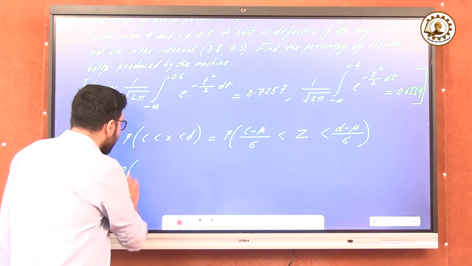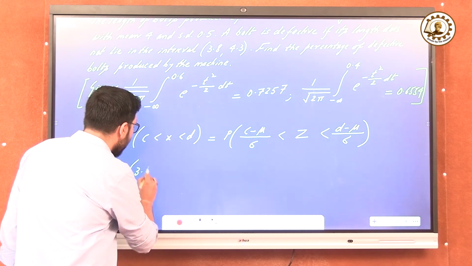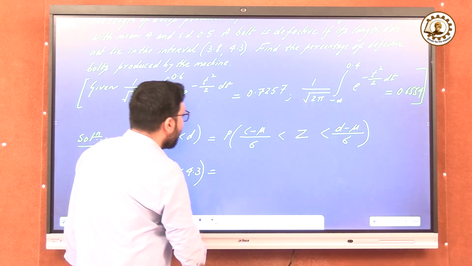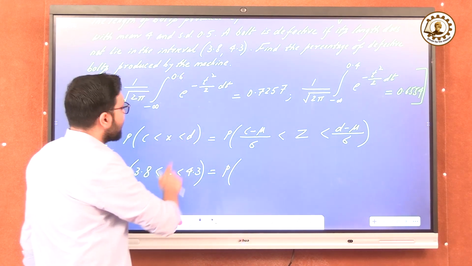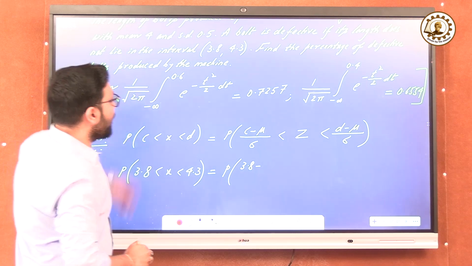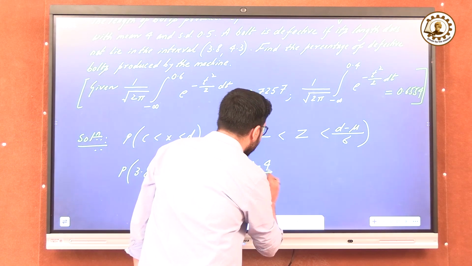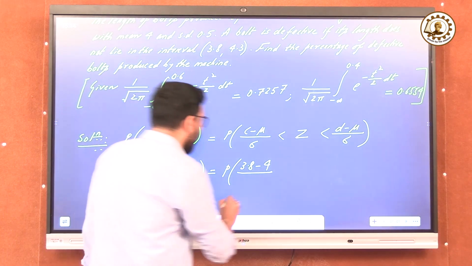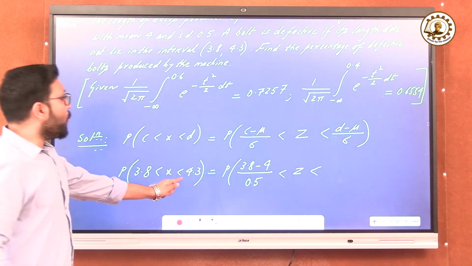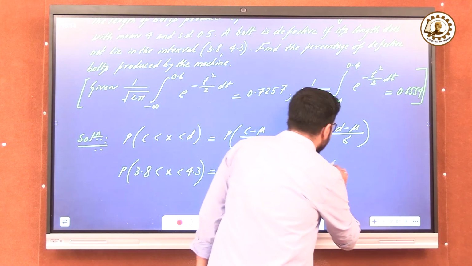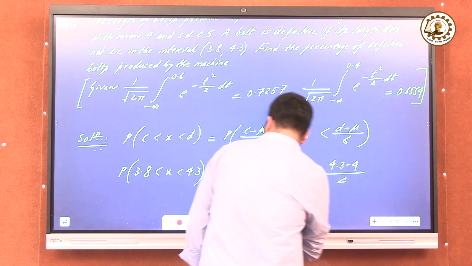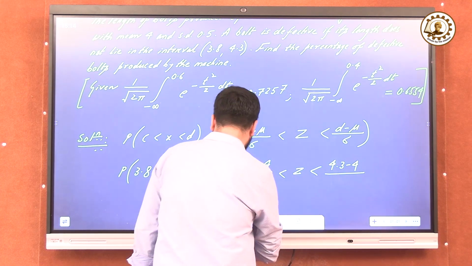So probability, the range has been given to us as 3.8 to 4.3. That's what we are substituting now. Now look at this. C I have taken as 3.8. The mean has been given in the question, that is 4. So I will substitute the same, and sigma is 0.5, less than Z less than, again 4.3 is the value of D, so I will write it here 4.3 minus 4 by 0.5.